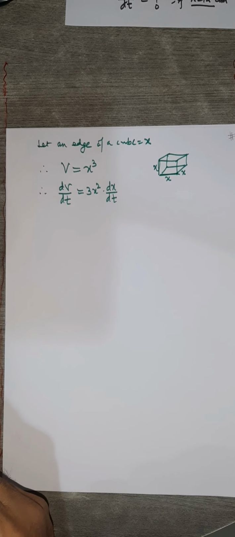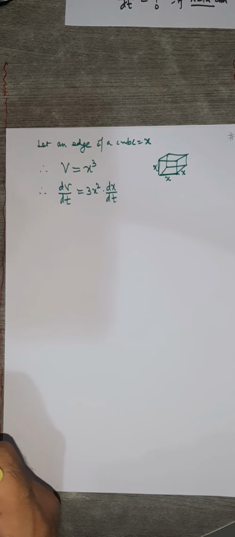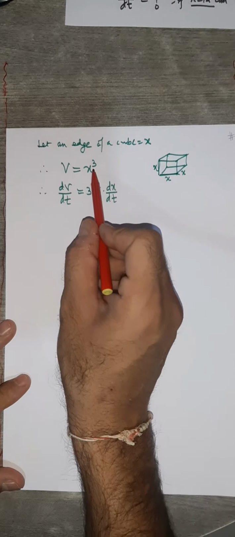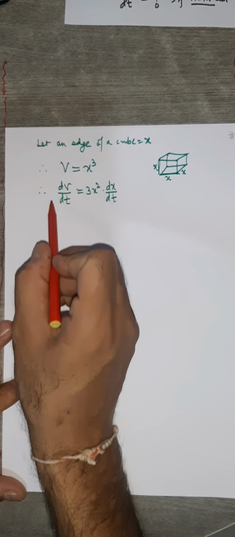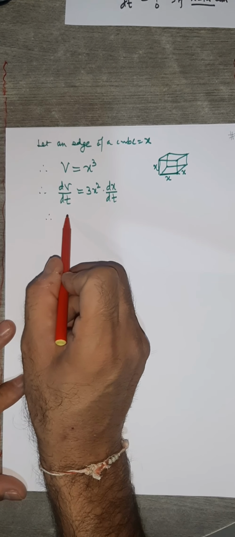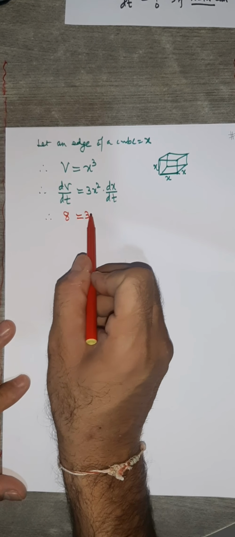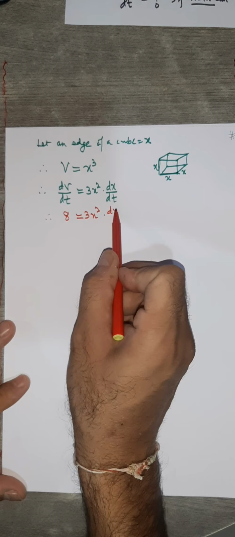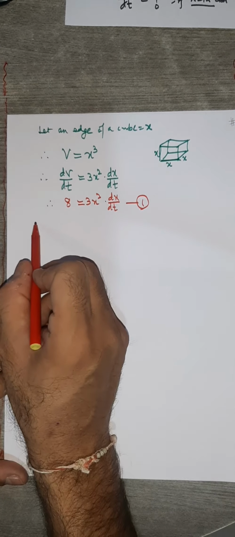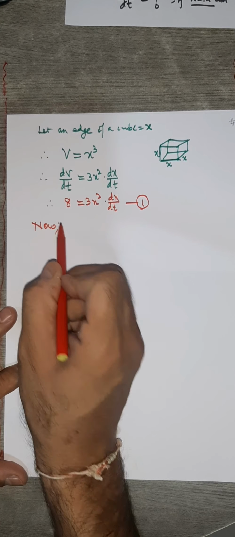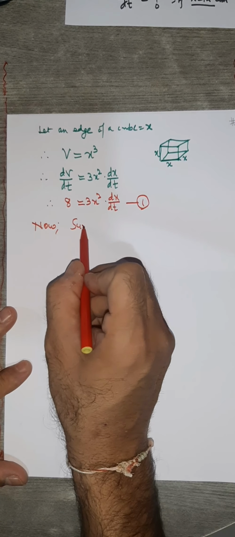You must notice this. On the right hand side you have an expression in x square, x cube, so you have just used the chain rule. What is dV by dt? That is 8. So 8 equals 3x squared into dx by dt. We call this equation 1. We keep it aside. Now we want the rate of change of the surface area.